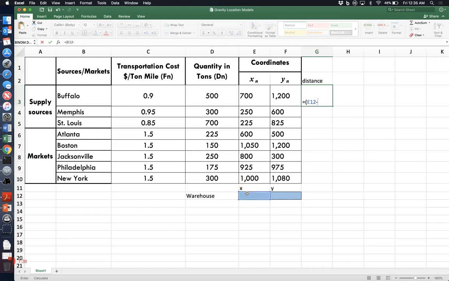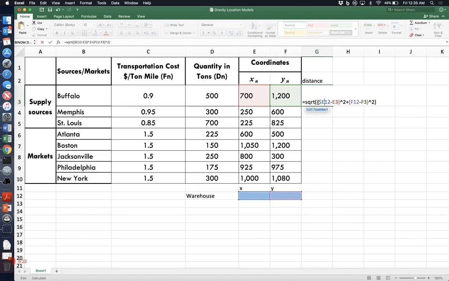So the distance, remember, is the difference between X coordinates squared, plus the difference between the Y coordinates squared. Now all of this was under square root, so the square root has to come first. Square root of the difference between the X coordinates squared plus the difference between the Y coordinates squared. Again, the warehouse location is the same, and I'm going to find the distance between the warehouse location and all of the other locations. So my warehouse location, I'm going to make that an absolute reference.